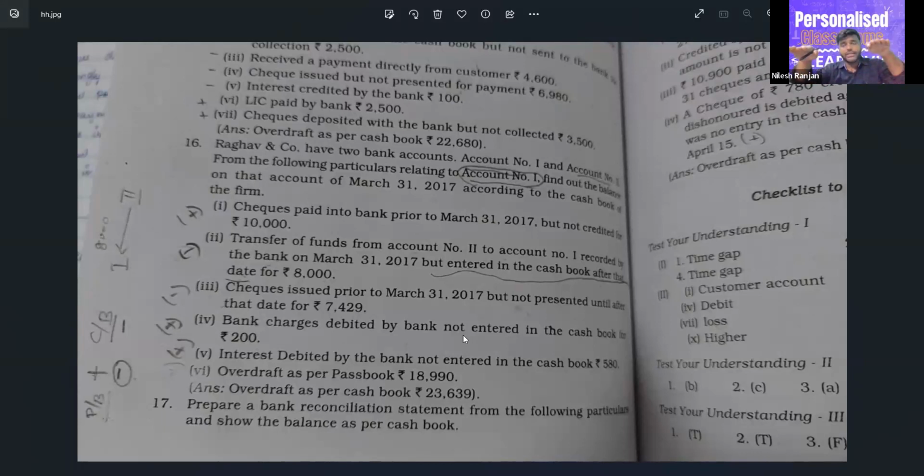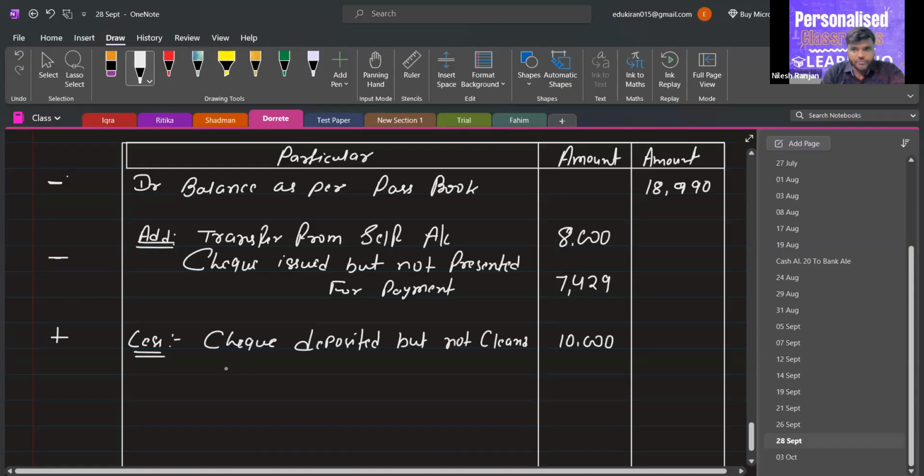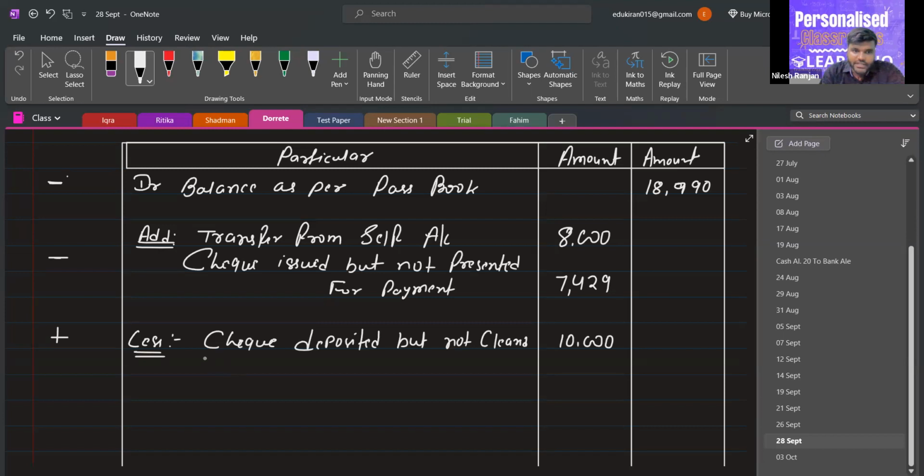Passbook, cash book, okay? Bank charge debited means it is deducted by the bank, so the passbook will decrease. Now we have to increase our passbook. Okay, sir. So if we are increasing and the balance is negative, then the result will be negative, so it will decrease. Yes, sir. So bank charge debited, how much? 200.